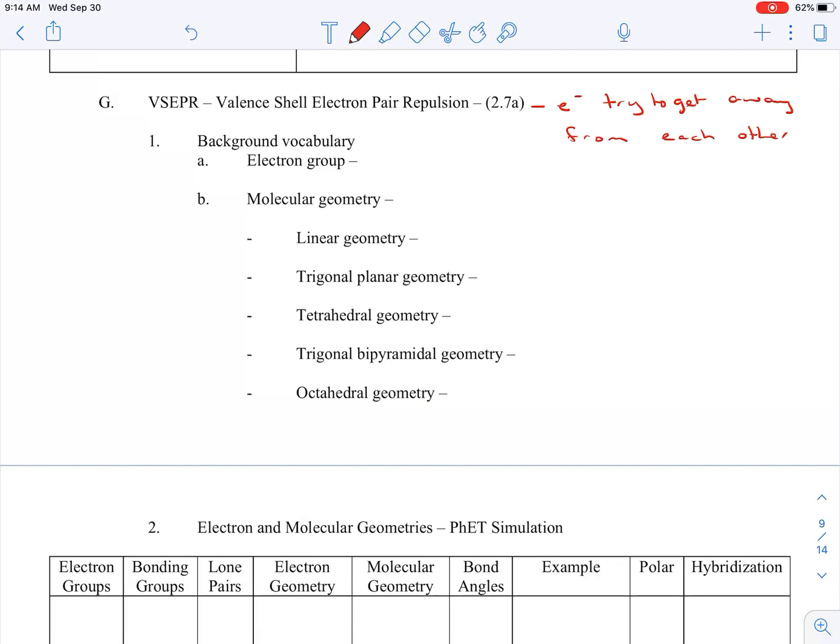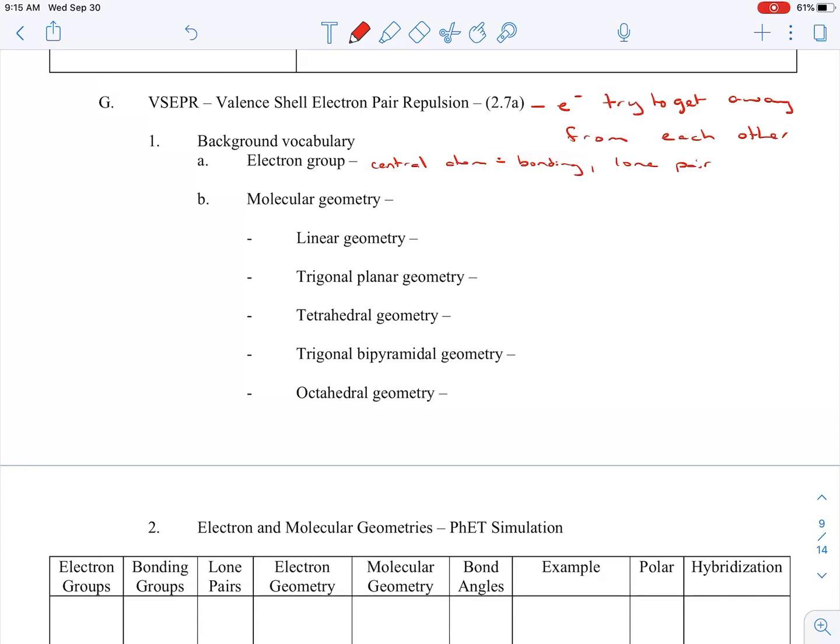Some background vocabulary: we've got electron group. The electron groups we're talking about are on the central atom. Some examples could be bonding. We could talk about bonds, and this would count as single, double, or triple bonds. This could also be a lone pair. So these are our options as far as electron groups. When we're talking about single, double, and triple, that is one electron group because they're all grouped together, if that makes sense.